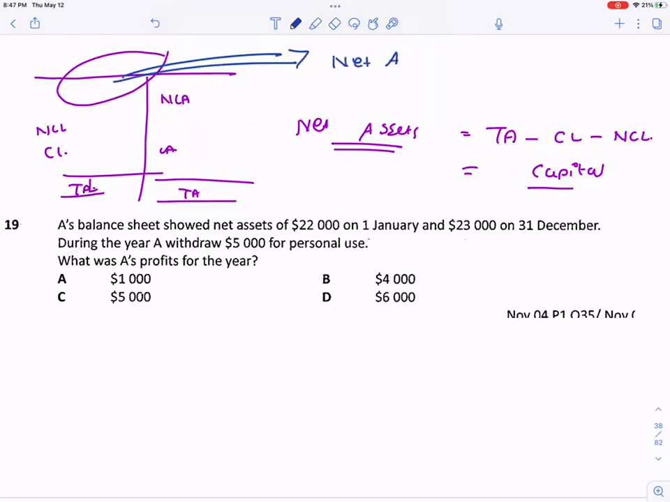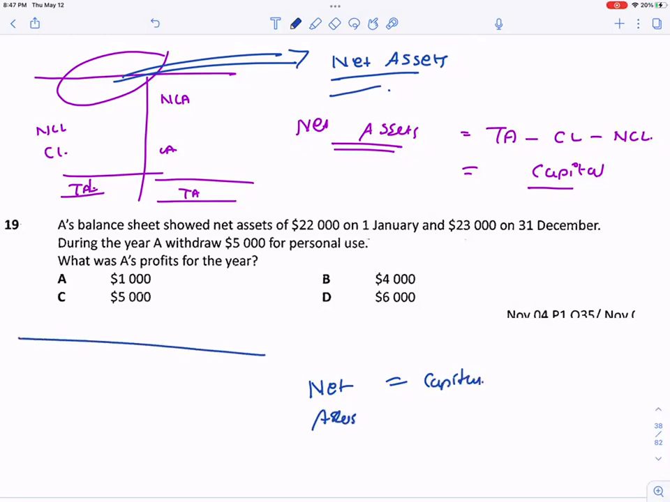What is it also called as? Net assets. So net assets is like your total assets minus non-current liability minus current liability. To do MCQs, you can take net assets equivalent to capital. To do MCQs, you will take net assets equivalent to what? Capital.